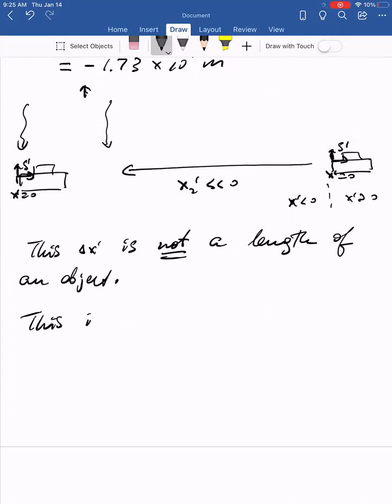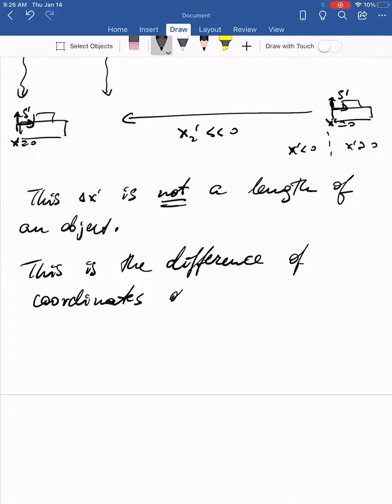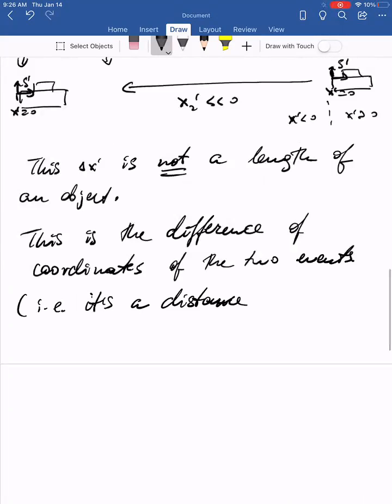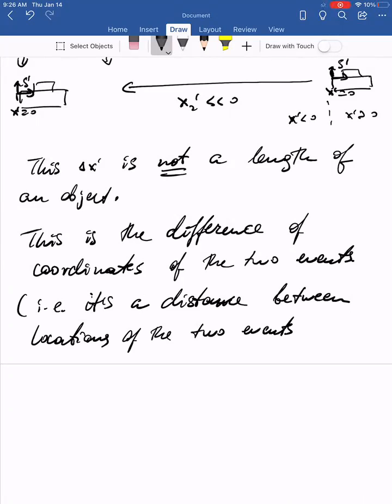Okay, so this is the difference of coordinates of the two events, two lightning strikes, i.e., it's a distance between locations of the two events in system S prime. It is a distance, but it's not a length of an object. It's the distance between locations of the two events.